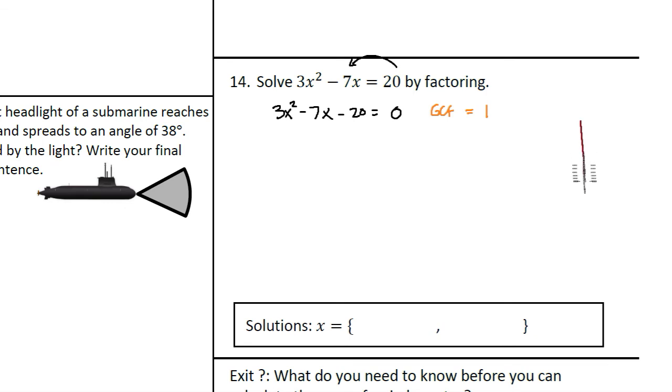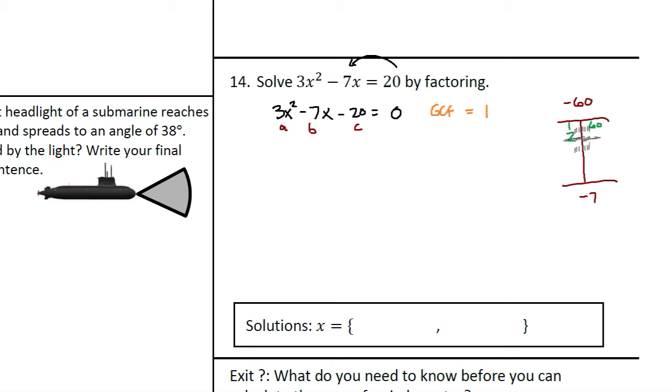The way we do that is we're going to draw our X table and find our possible combinations. This top part of our X table is always A times C. So 3 times negative 20 is negative 60. And the bottom of our table is B, which is negative 7. So what two numbers multiply to give me negative 60 and add to give me negative 7? I always start with 1. Let's work our way down. 1 and 60. That's never going to add up to negative 7.